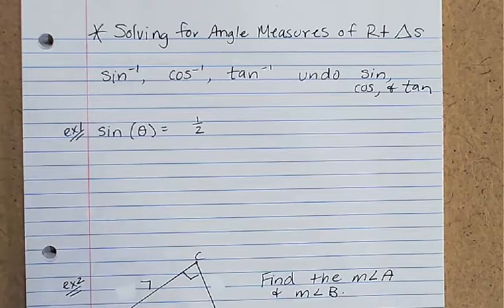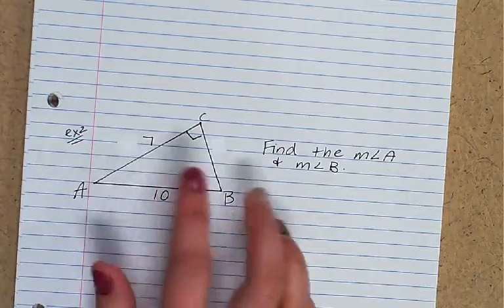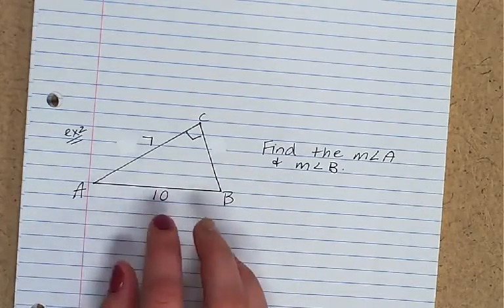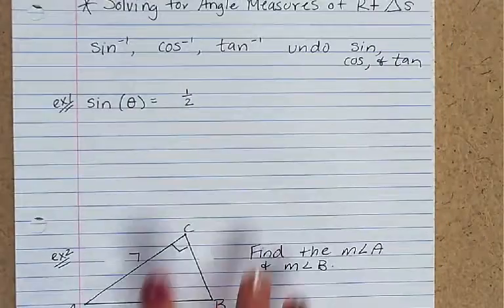Review for the Edgenuity lesson, solving for angle measures of right triangles. On this lesson, what we're doing is trying to figure out what the angle measures are. In the previous lesson, we were solving for side lengths using sine, cosine, and tangent, and now we're going to use them to figure out what the angle measures are.